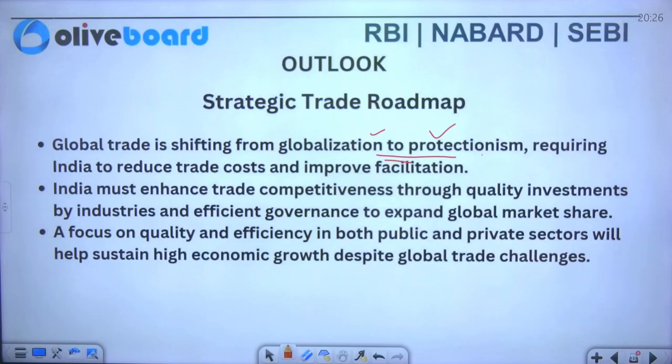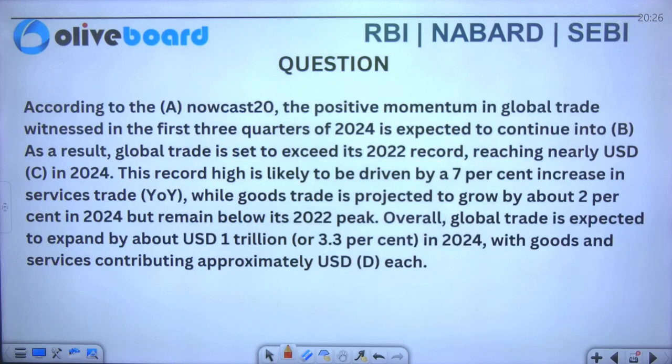India must enhance its trade competitiveness through quality investment by industries and efficient governance, by expanding its global market share. A focus on quality and efficiency in both the public as well as private sector will help in sustaining high economic growth despite global trade challenges.